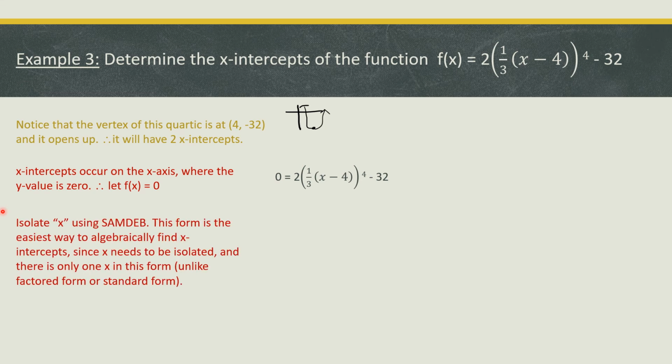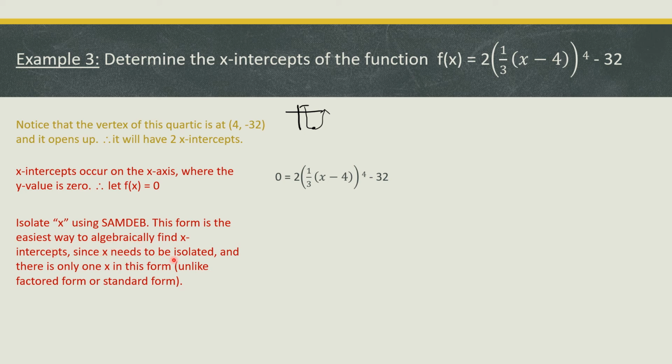Next thing we have to do is isolate x. This x right here has to be isolated using SAMDIV, which is the opposite order of BEDMAS. Remember, when you're isolating, you do subtraction and addition first, not last. This form is the easiest way algebraically to find x-intercepts.